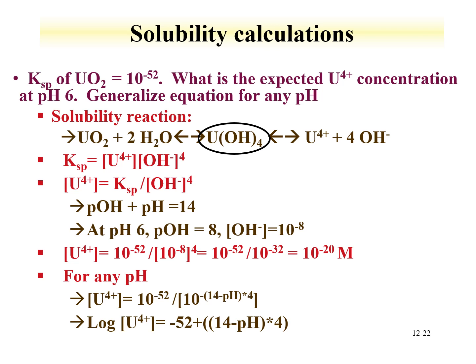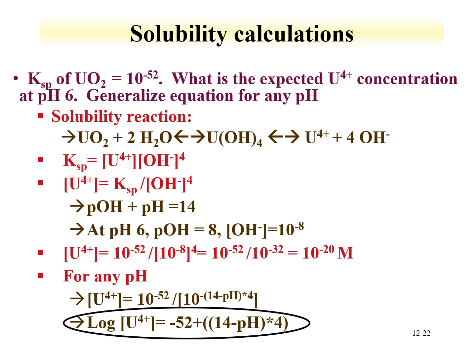And I can generalize this equation where I say that the uranium-4 concentration is just equal to the KSP divided by 10 to the minus (14 minus the pH), all to the 4th. If I take the log of both sides, it's just minus 52 plus 4 times (14 minus pH). So that's a very generalized equation that I can use to determine the amount of uranium-4 that will be formed from the dissolution of uranium dioxide.